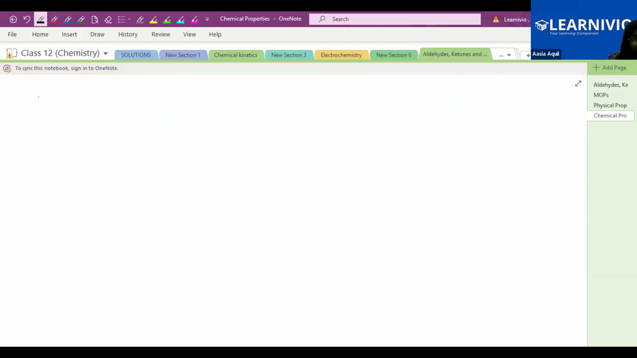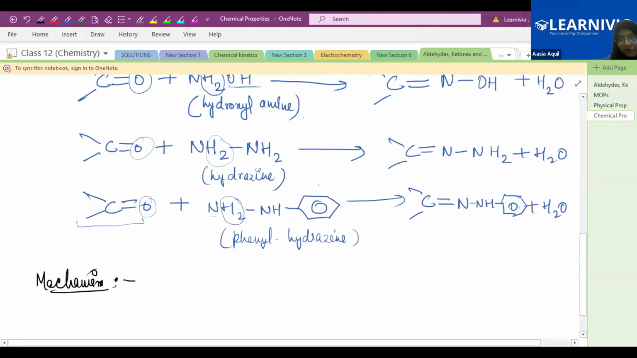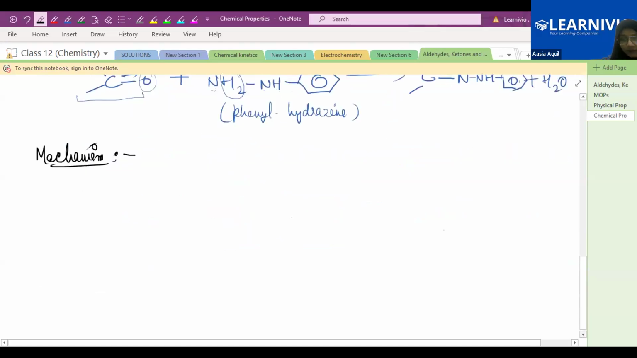Next one. Okay, let's understand the proper mechanism of that. Let's see the mechanism. Why are we removing the H2 from the terminal nitrogen? See, we have this NH and this NH2. Why have we removed the H2 only from this terminal nitrogen? Why have I not removed this hydrogen? Let me explain this.